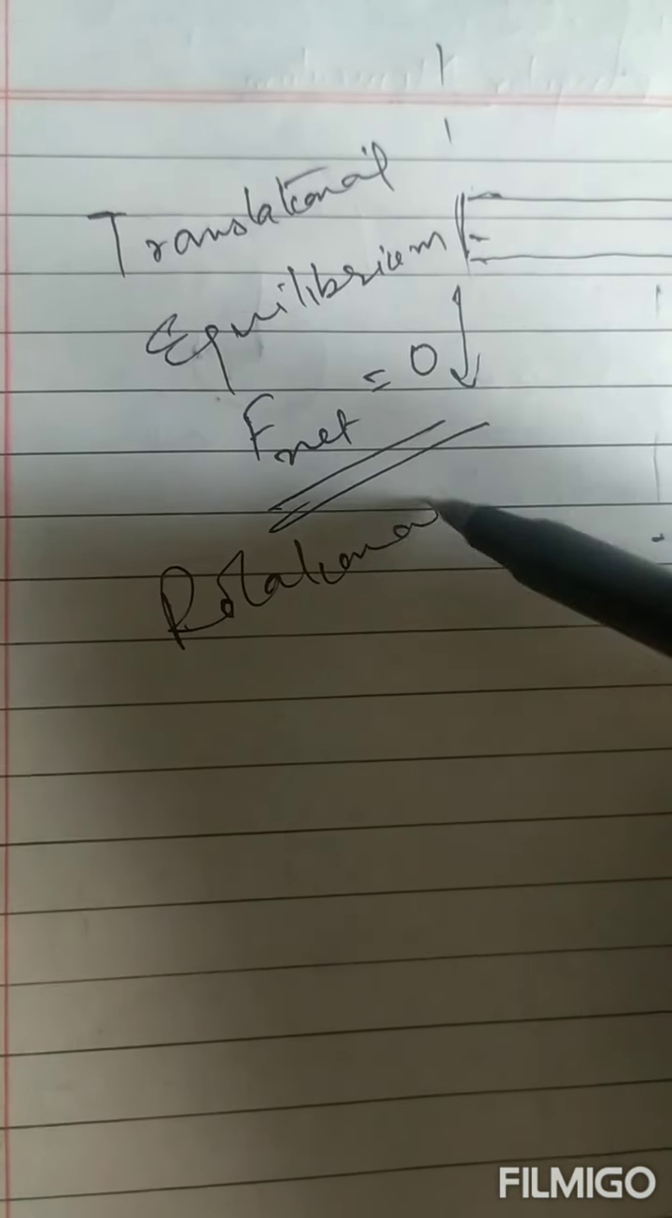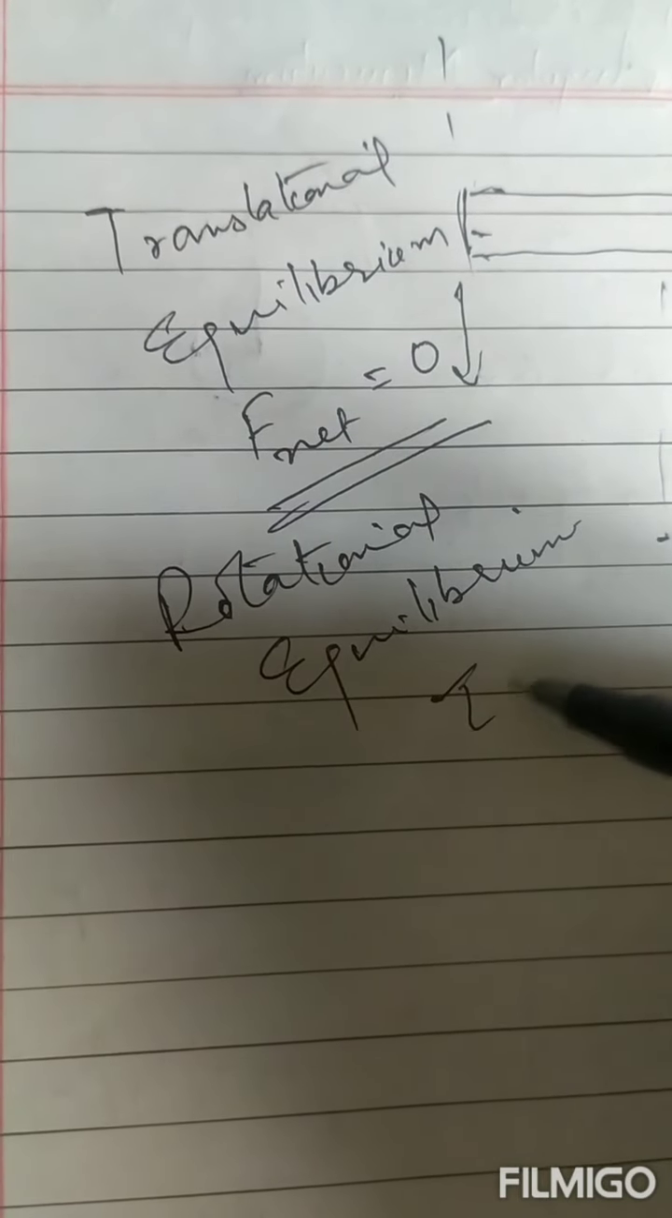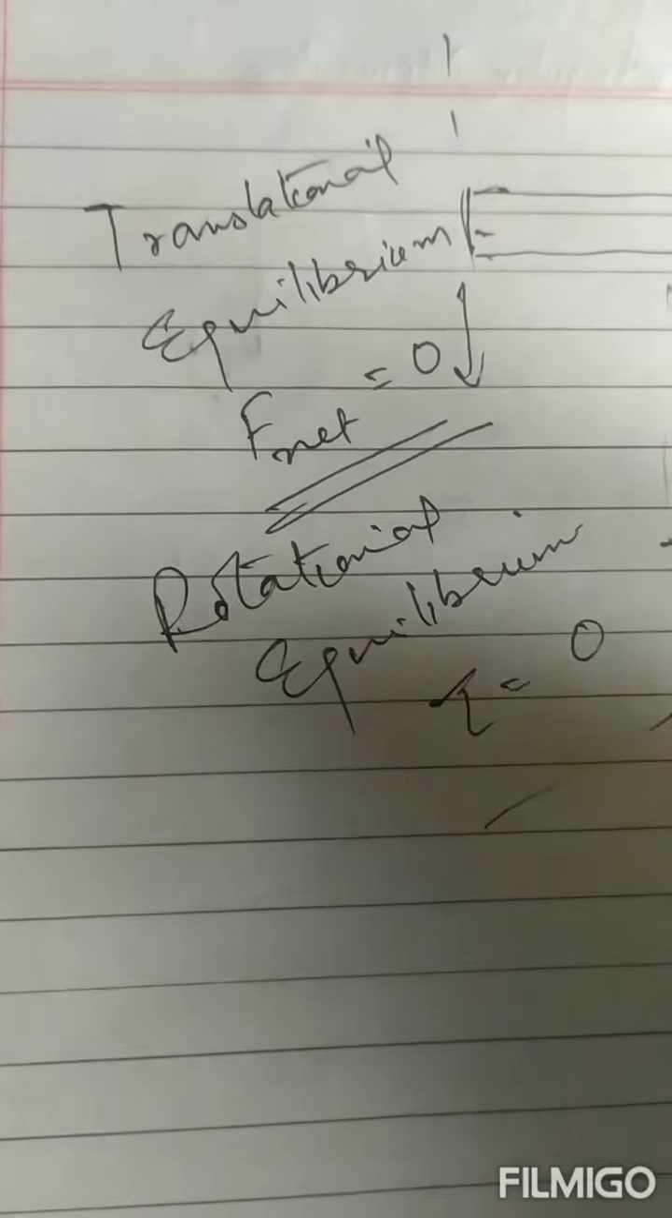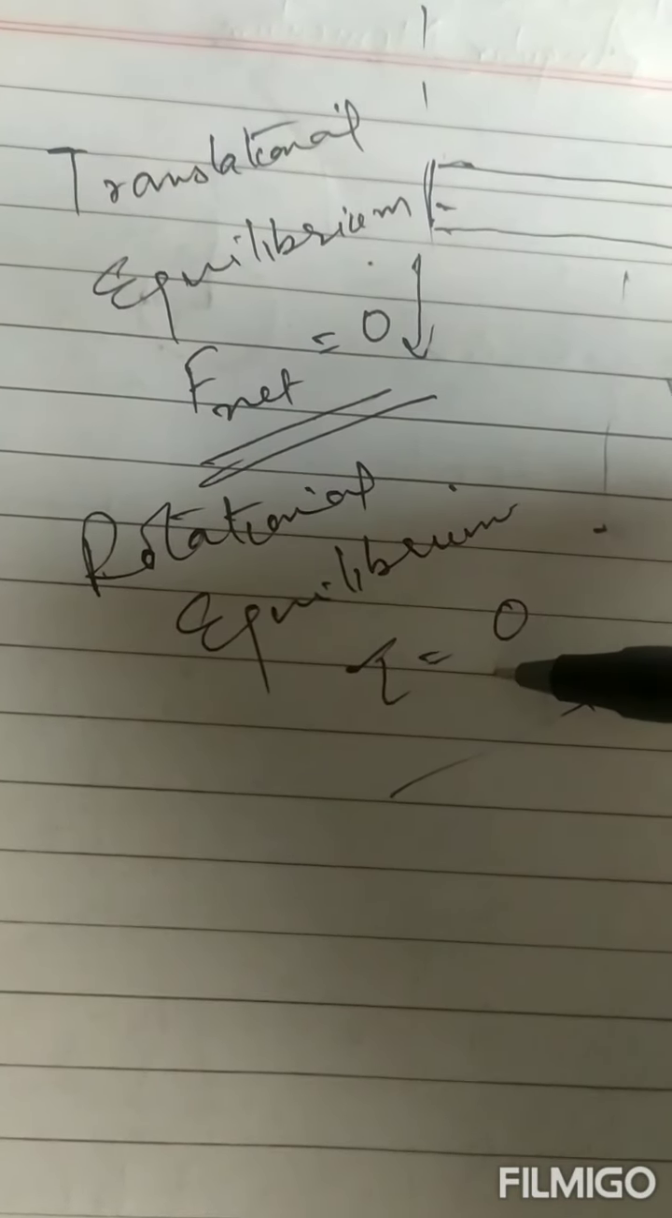So what do we mean by equilibrium of a rigid body? A body can have translational equilibrium. Translational equilibrium is possible only when the net force acting on the system is 0. It means the total force acting on the system is 0, then it is in translational equilibrium. And if the total torque acting on the system is 0, then it is said to be in rotational equilibrium. If both force and torque are 0, then the body is completely in equilibrium. It has translational as well as rotational equilibrium. So this is about equilibrium of rigid bodies.